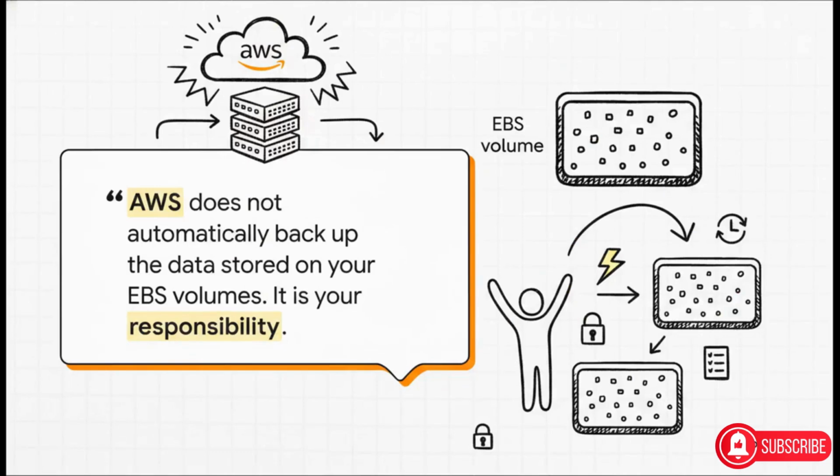Now, if you're an aspiring solutions architect, pay attention here, because this is a massive pillar of the AWS shared responsibility model. AWS provides the incredibly durable infrastructure, right? They make sure the physical servers are humming along, but backing up the actual data sitting on that EBS volume, yeah, that is 100% on you. Out of the box, AWS doesn't just magically back it up for you.